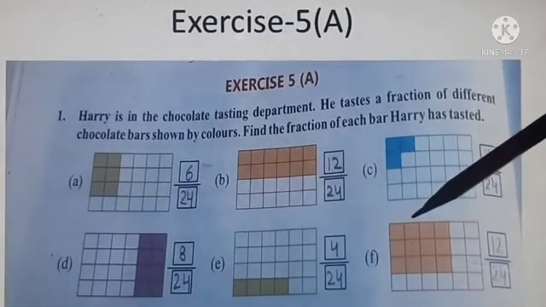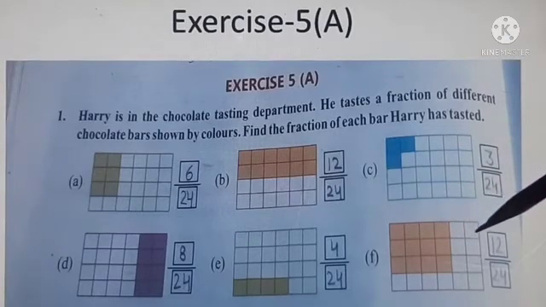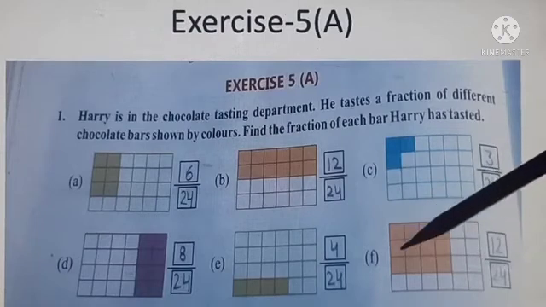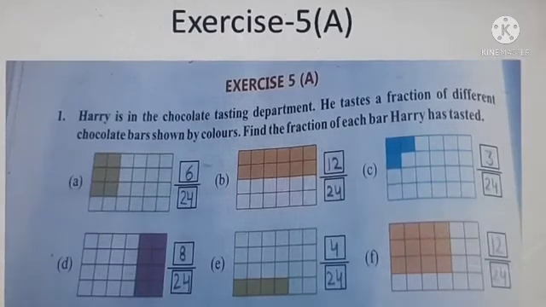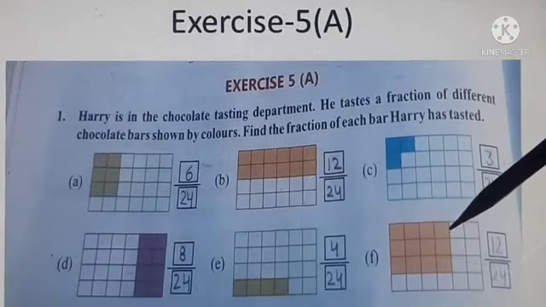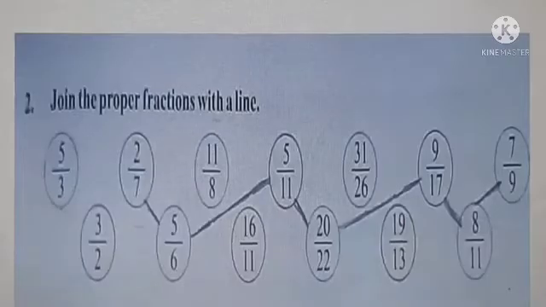F part, again 1, 2, 3, 4, 5, 6. 6 plus 6 plus 6 plus 6. Total are 24. Shaded are 1, 2, 3, 4, 5, 6, 7, 8, 9, 10, 11, 12. So these parts are tasted by Harry. So these are 12 upon 24. Means out of 24, 12 parts are tasted by Harry. Understood?